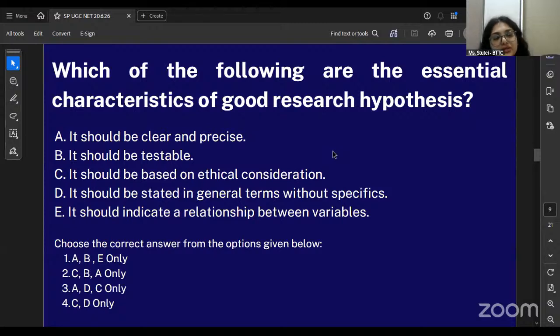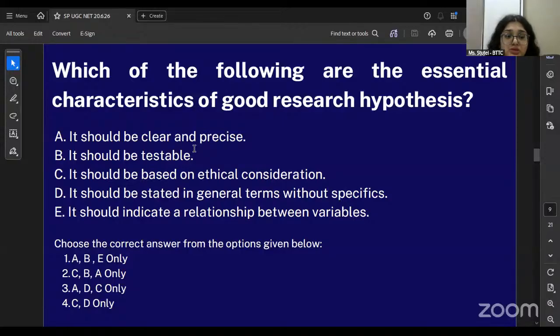Now, the next question is, which of the following are the essential characteristics of a good research hypothesis? So, in general, when we look at a hypothesis, we know that it should be clear and precise. You cannot give a very vague or a very random hypothesis. Of course, based on your hypothesis, you are going to do your research, right? So it has to be testable. This was very obvious for me. Now, it should be based on ethical consideration.